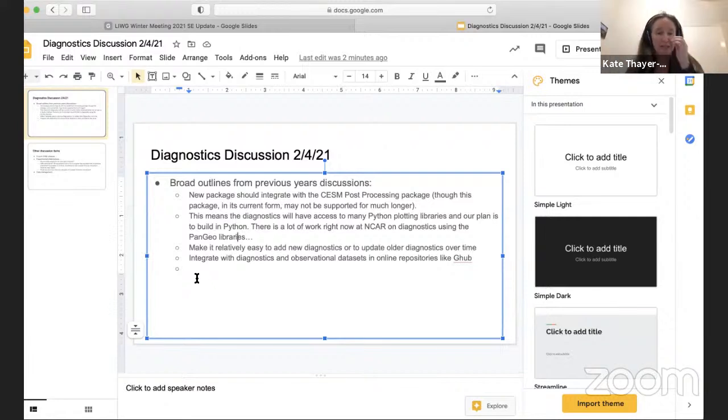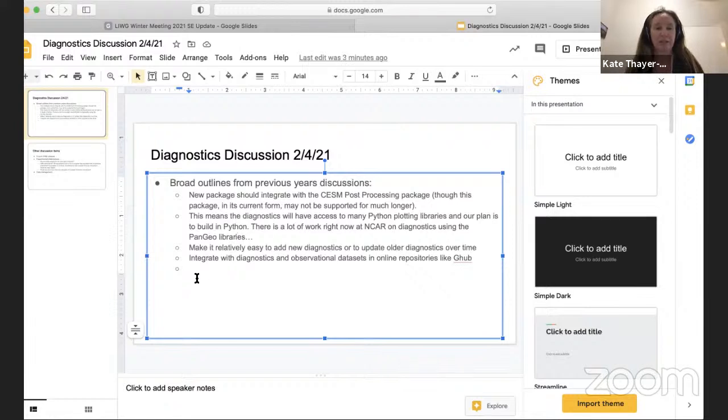Another one of our goals was to make it, relative to other processing packages, easy to add new diagnostics. We don't necessarily want it to be something where anybody can just throw something in there. We do want to make sure that the diagnostics that we add are scientifically useful and validated to be what you would expect them to be. If you are computing a field, you want to make sure that it's computed the way that you would expect it to be. But we also want to be able to update older diagnostics over time as the model changes and new information comes around.